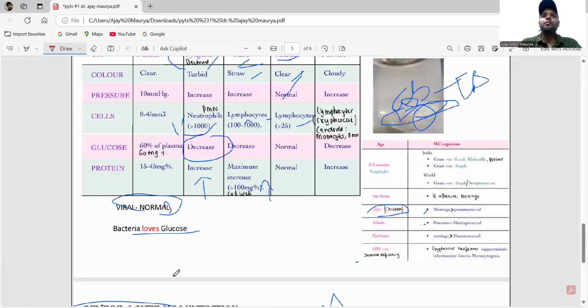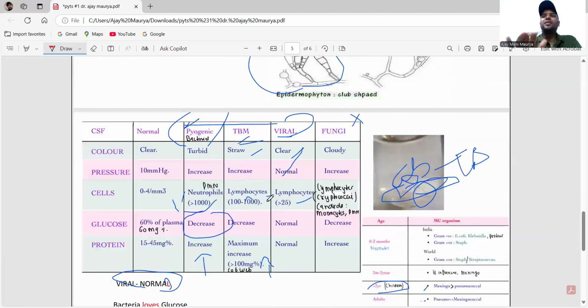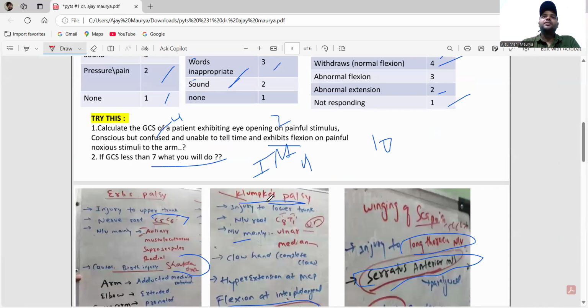So I think you guys remember everything. Please do not make any mistake in the exam. So I think it's very clear.